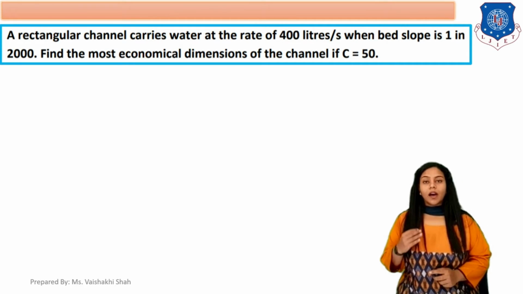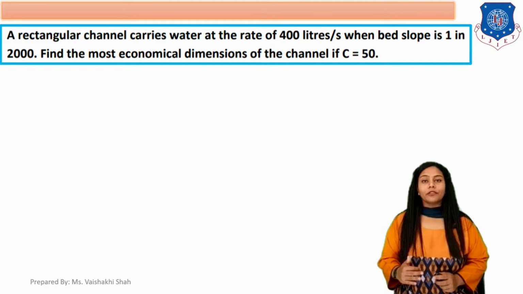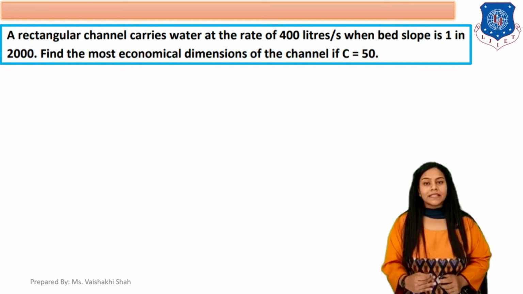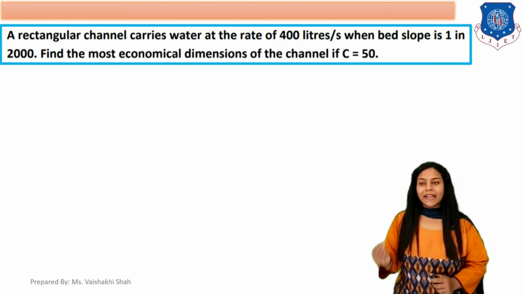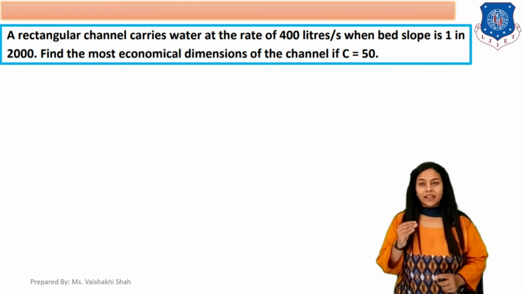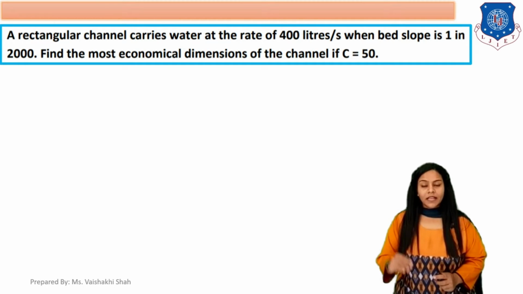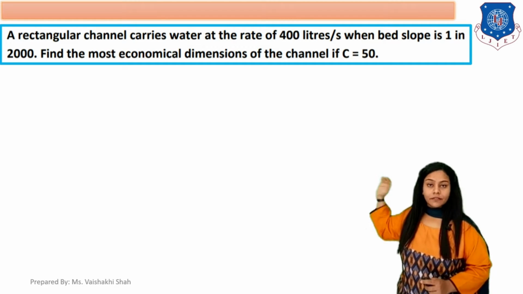A rectangular channel carries water at a rate of 400 liter per second when the bed slope is 1 in 2000. Now find out the most economical dimension of the channel if C equals 50. This data is given.